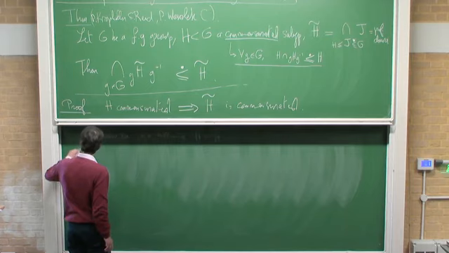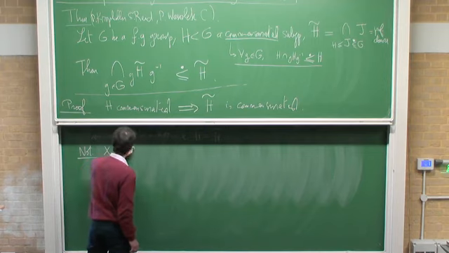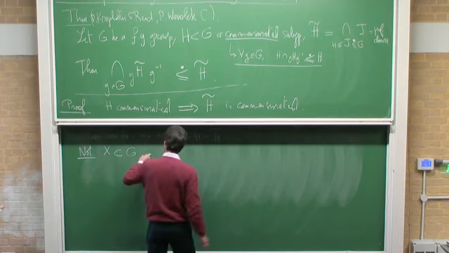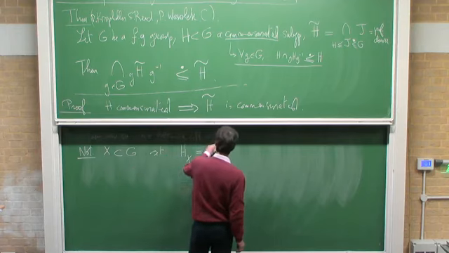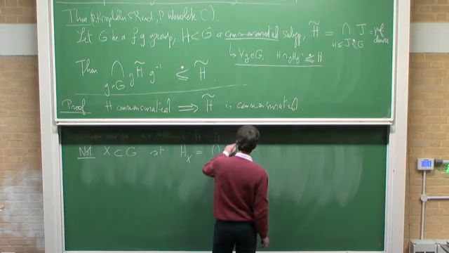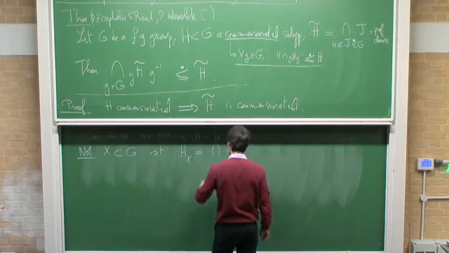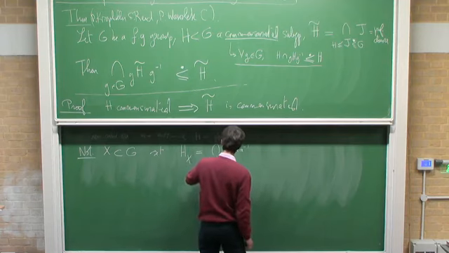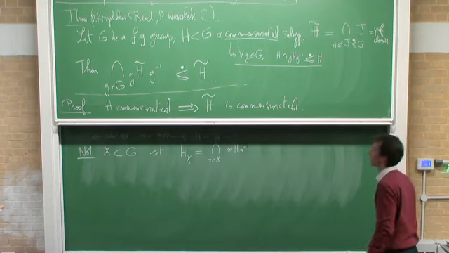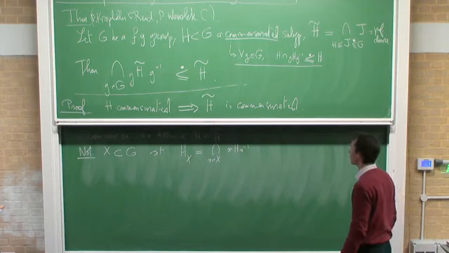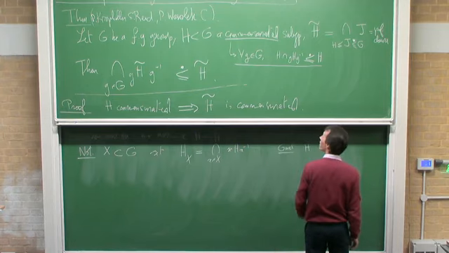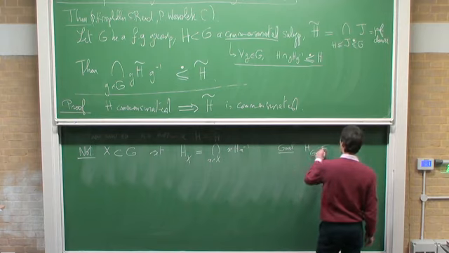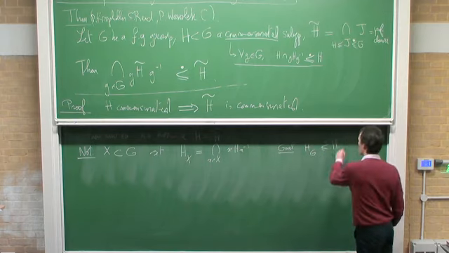Okay, so let me introduce the following notation. For X a subset of G, I will set H sub X to be the intersection of all conjugates of H under all elements of X. Okay? So the goal is to show that H sub G is of finite index in H.